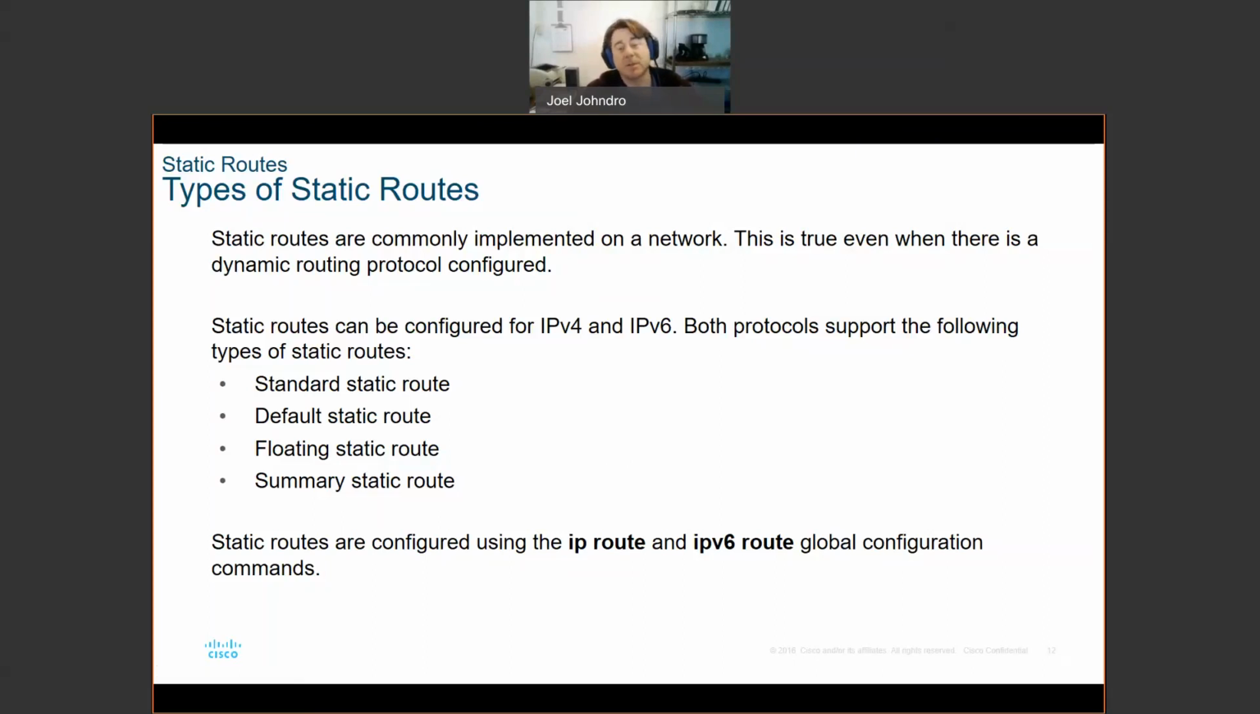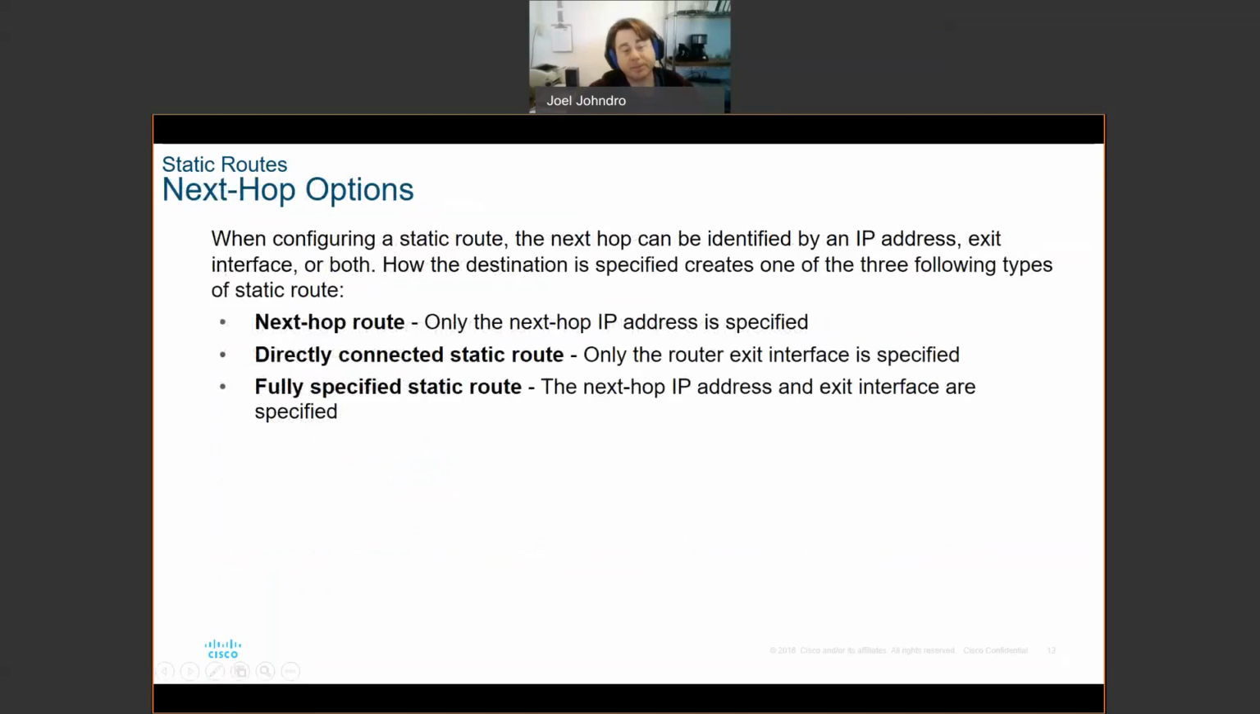Floating static route, it uses the administrative distance to have a second route in the route table. I'll show you how that works. And a summary static route, which I'll go over as well. Well, let's start with the standard static routes.